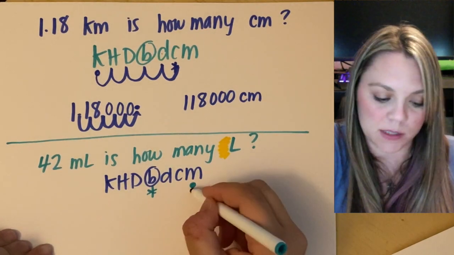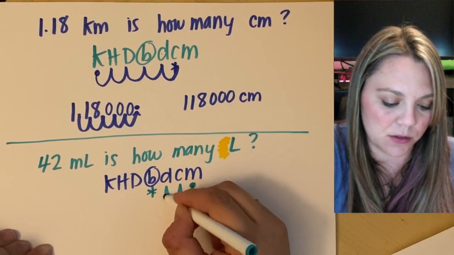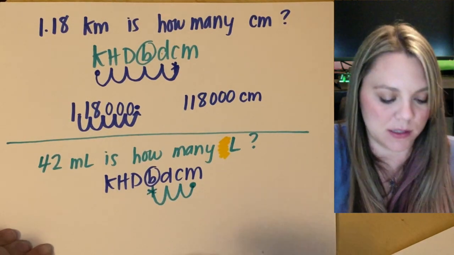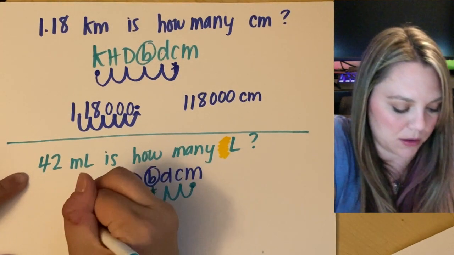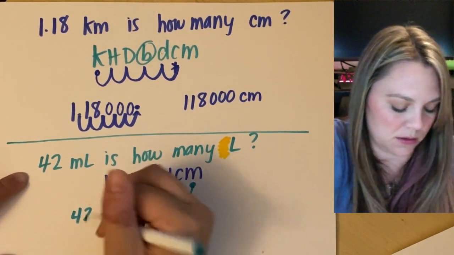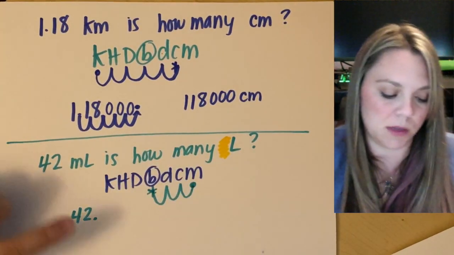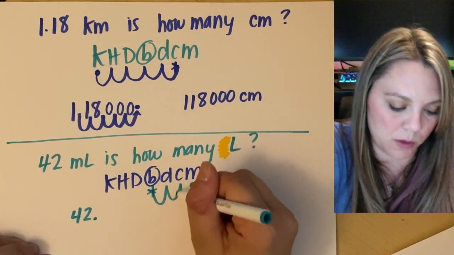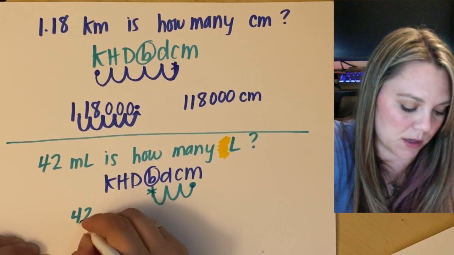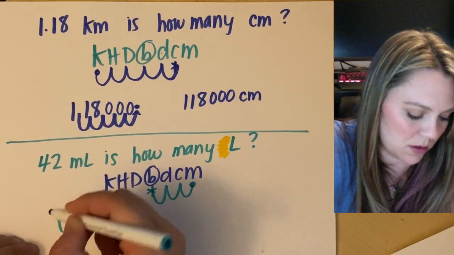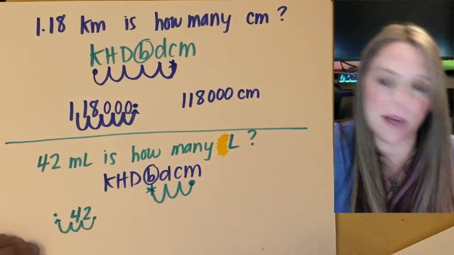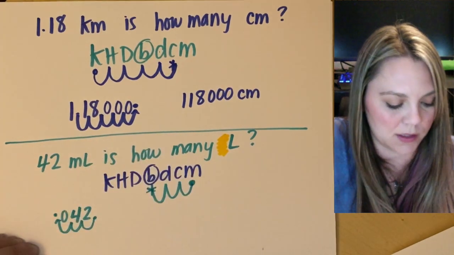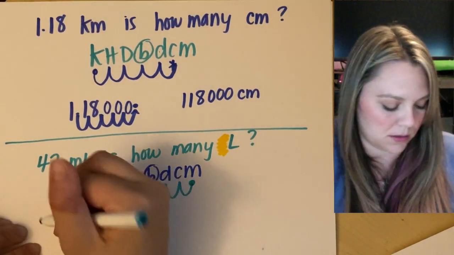All right, so I take my decimal and I'm going to move it 1, 2, 3 places, in this case, to the left. So I started with 42 mils. My decimal place would be beyond the 2, and I'm going to move it 1, 2, 3 places to the left. Any empty swoop gets filled with a 0. And so my decimal's right here.